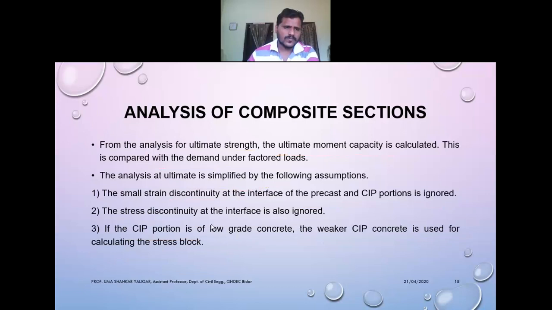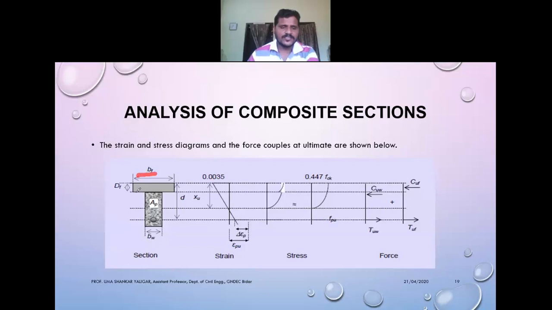Now this is the flange section. This is the effective width of the flange, depth of the flange, breadth of the web, the area of prestressing steel, its effective depth, the strain diagram, with 0.0035, delta epsilon pe, the strain difference, and the ultimate strain. This is your stress diagram and this is your force diagram.